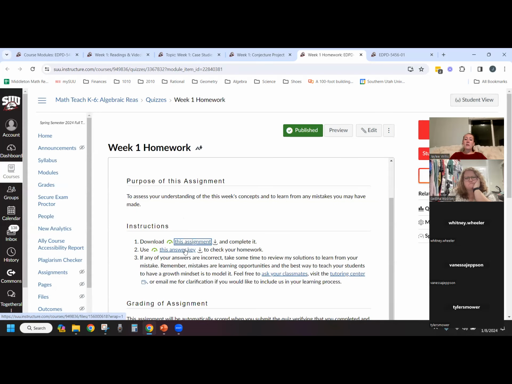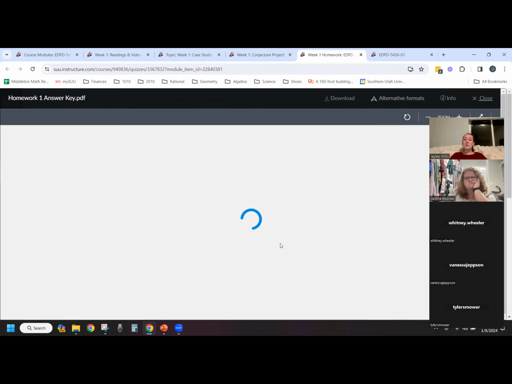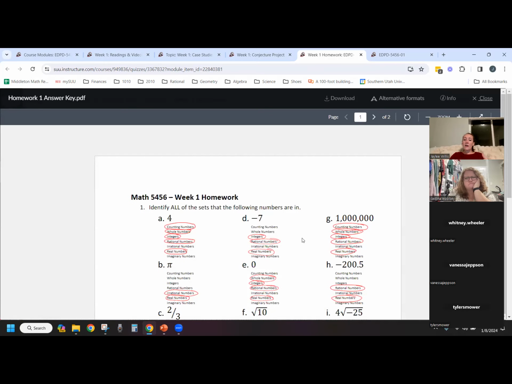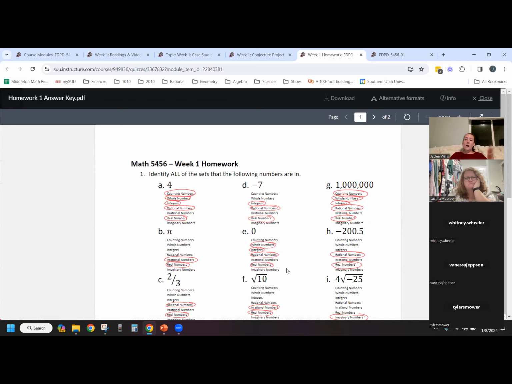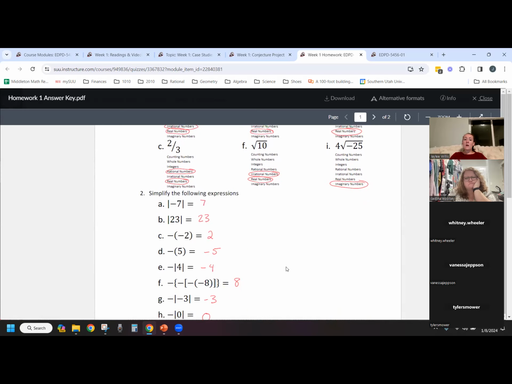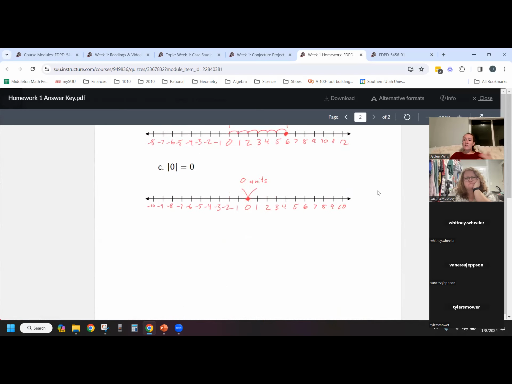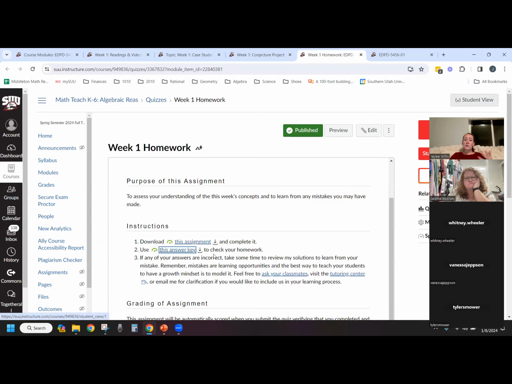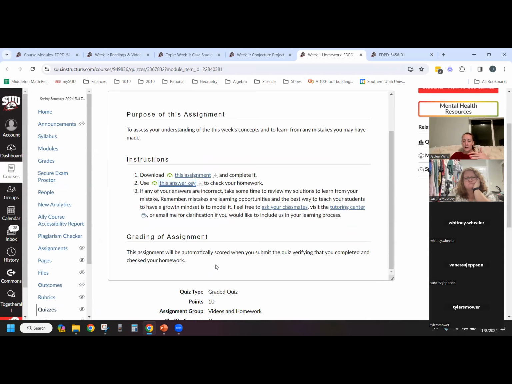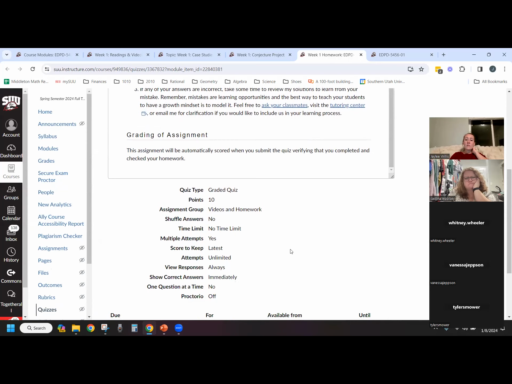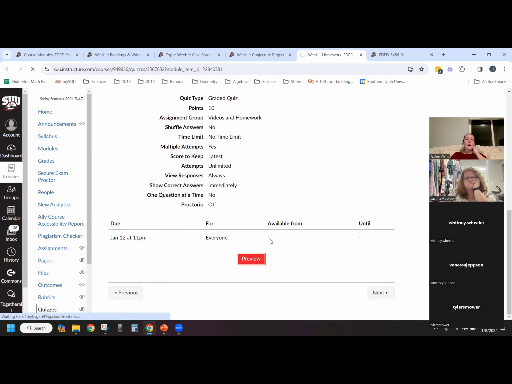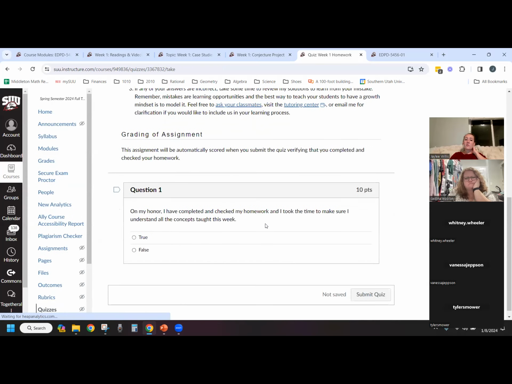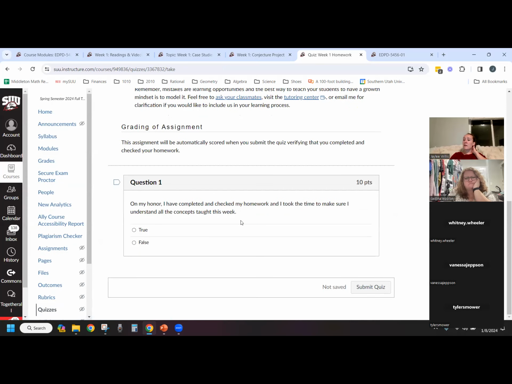And then after you complete the assignment, you'll use the answer key to check your homework. So you're not actually going to send this to me. It's just graded on completion. But you can use my answer keys to check your work to make sure you understood the concepts, and correct your misconceptions. And if you have any questions, you can always send me an email. And then once you've done both of those things, you'll just submit a quiz certifying that you finished the assignment.